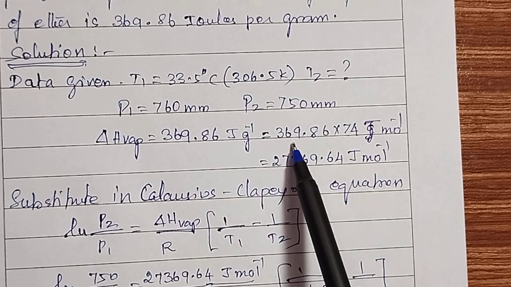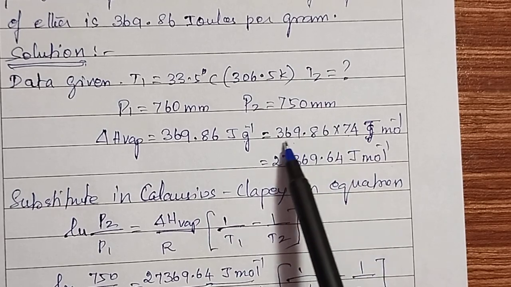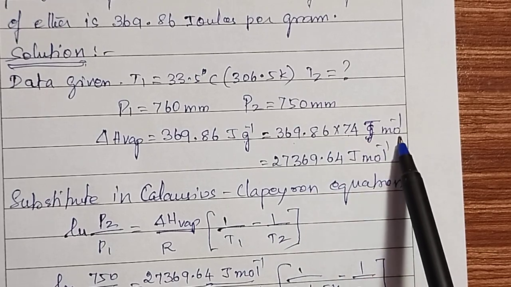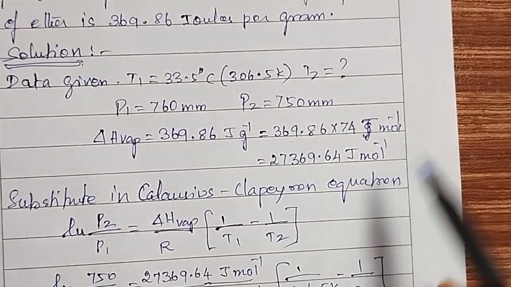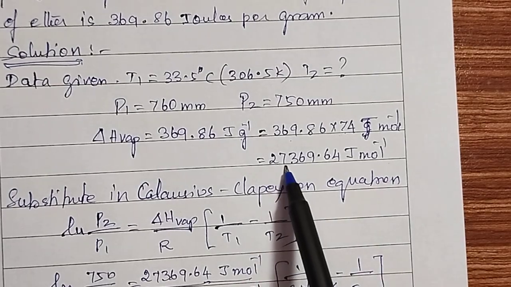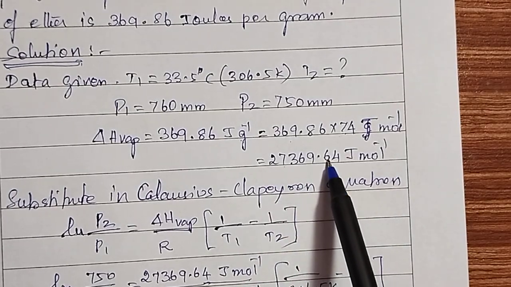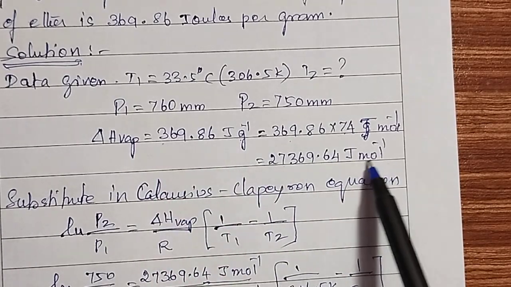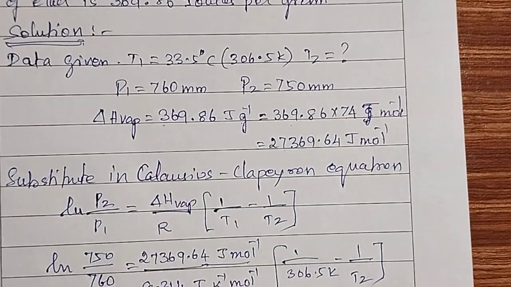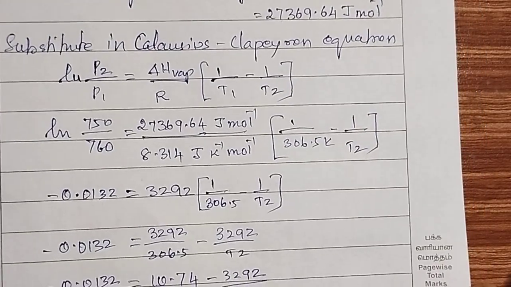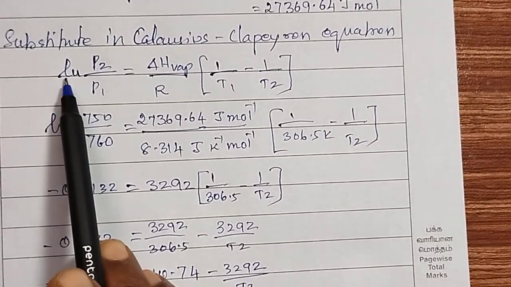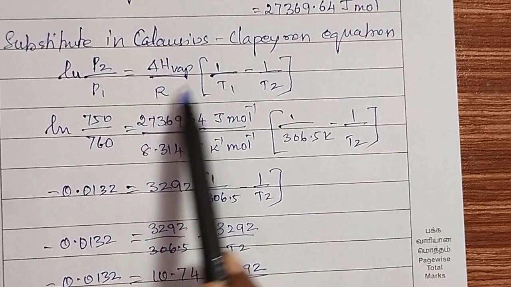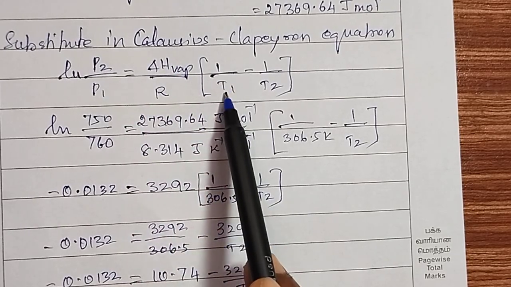To convert to per mole, we have to multiply that by the molecular weight of ether. If you multiply this per gram value with the molecular weight, we will get joules per mole, and this is the value: 27369.64 joules per mole. Now we have converted joules per gram to joules per mole. Now substitute the values in the Clausius Clapeyron equation. The equation is ln P2 by P1 equals delta H vaporization by R into 1 by T1 minus 1 by T2.